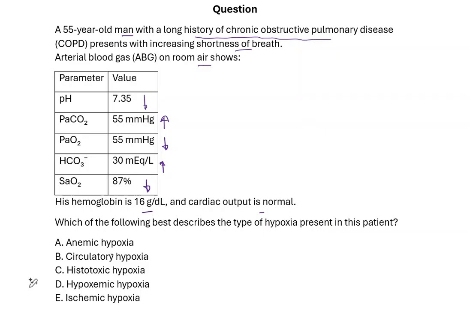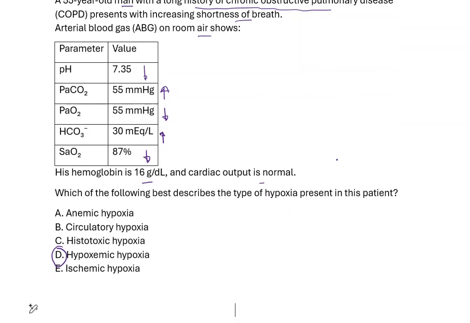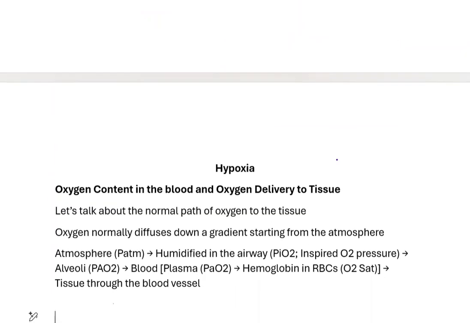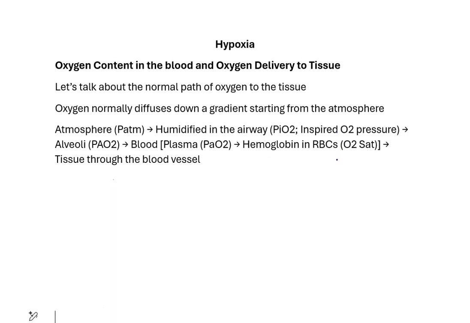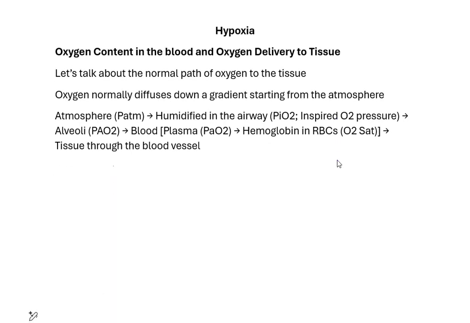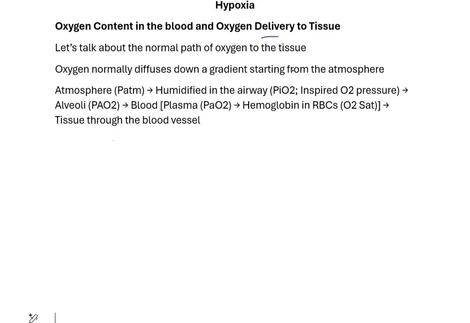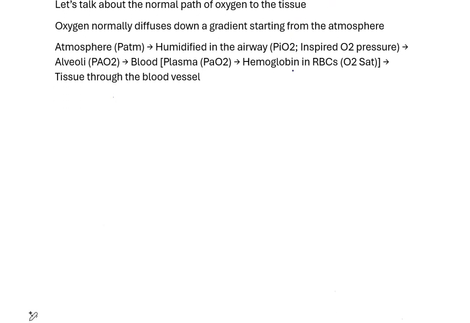So looking through the options, the best answer here will be hypoxemia, leading to hypoxia. So let's see why. There's no way we can talk about hypoxia without talking about oxygen delivery to the tissue. And before we look through oxygen delivery to the tissue, let's look at how the oxygen gets from outside the body, in other words, from the atmosphere, into the level of the tissue.